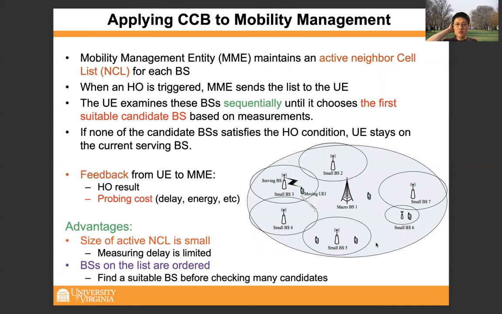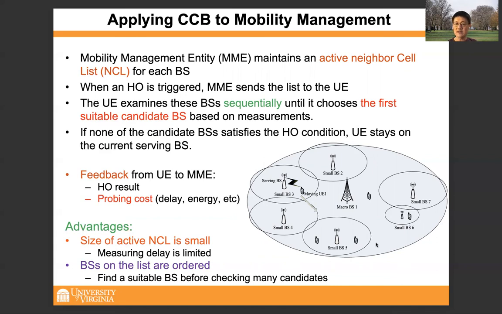So how do I apply this to the mobility management problem? In this particular example, we are not dealing directly with mobility management, but rather we are considering how to construct an active neighbor cell list, NCL, for each base station. This is important because the MME maintains such a list, an active NCL for every base station. When a handover is triggered, the MME will send the list to the UE, and the UE would examine the base stations in the list sequentially until it chooses the first suitable candidate base station based on their measurements.